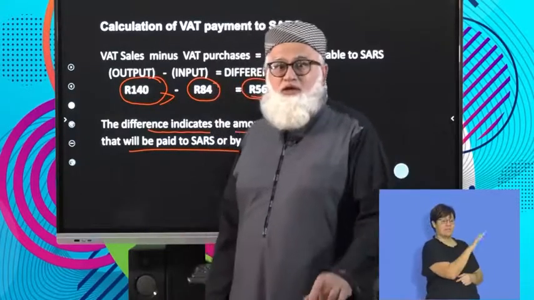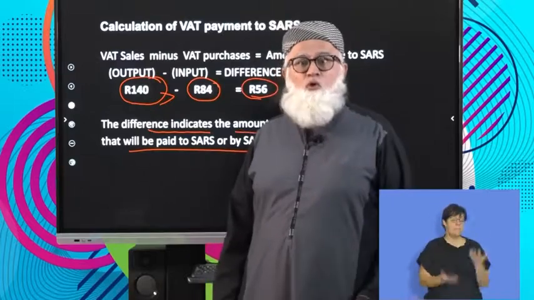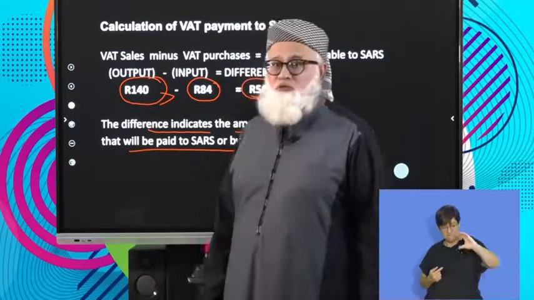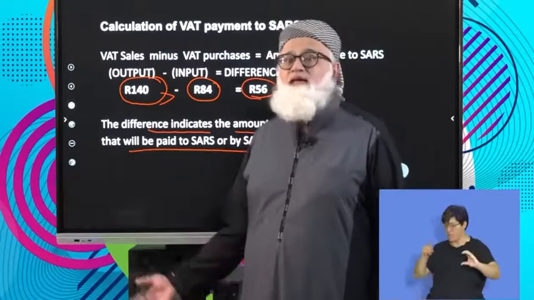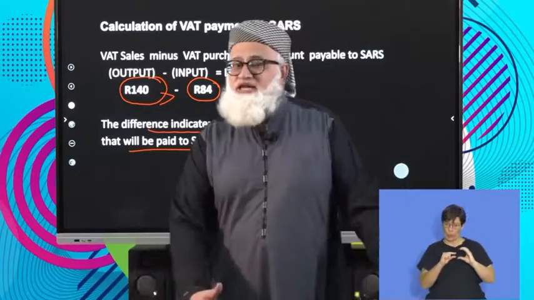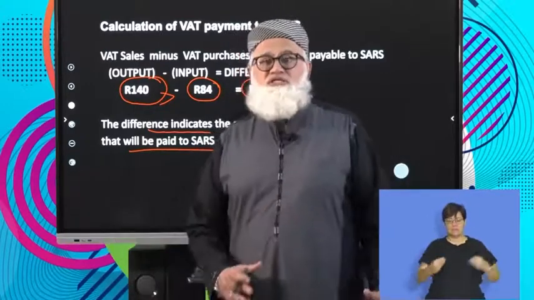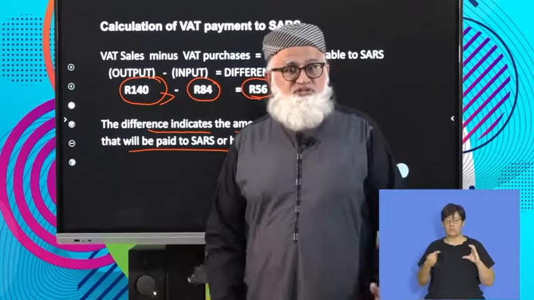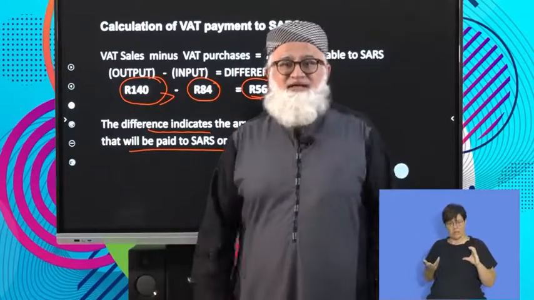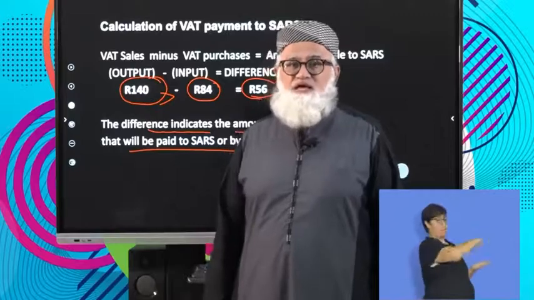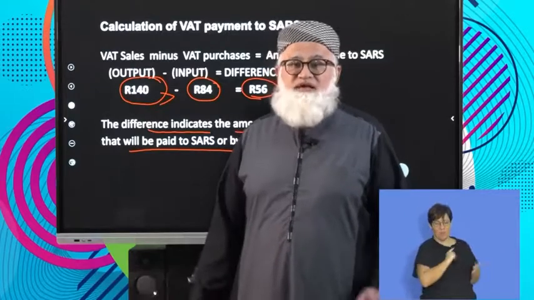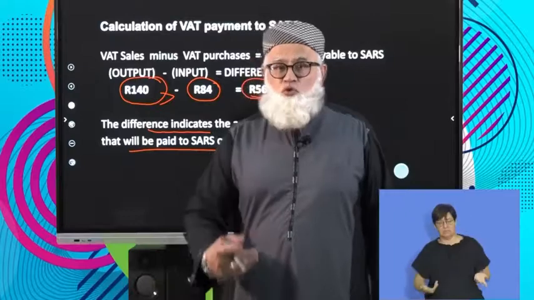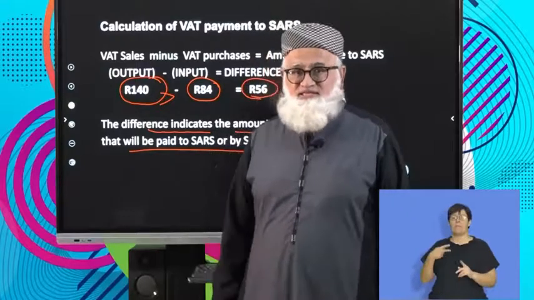But remember, you can have a situation where your input is greater than your output. It can happen. Think about it. A business just starts trading and they buy all their goods and services, but they haven't opened as yet. They've just bought and paid for services. At that point, they can claim back from SARS because they haven't started trading as yet, but yet they have bought goods and services on which they have paid the necessary VAT.